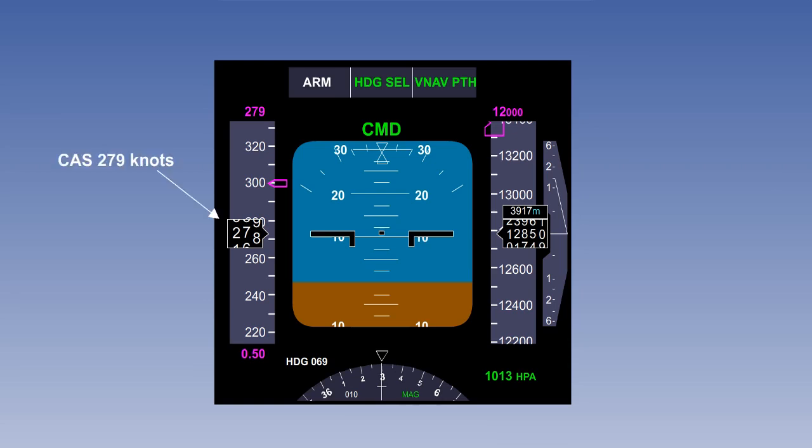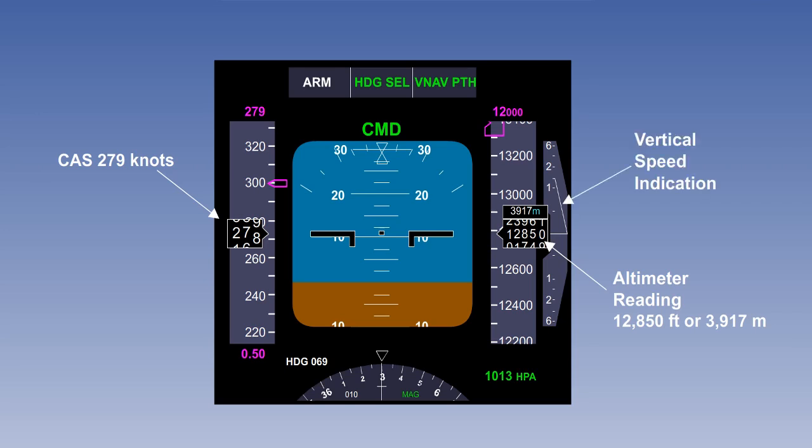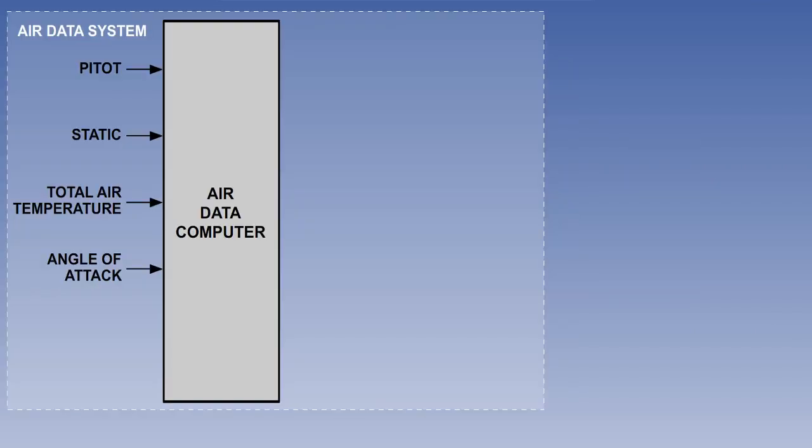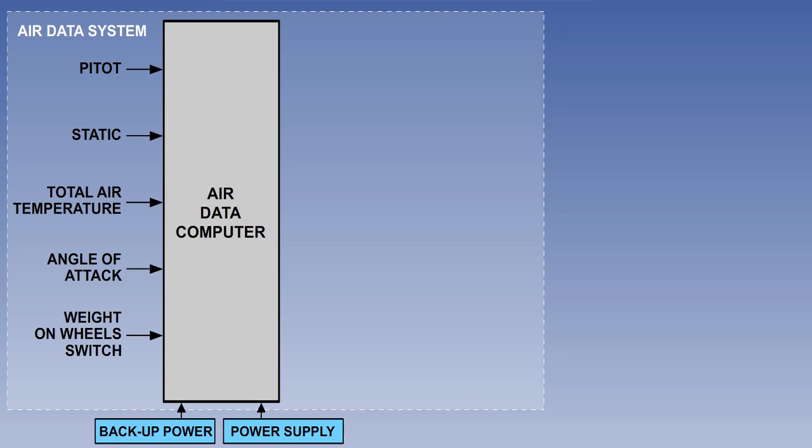Here you can see the electronic airspeed, altitude, and VSI readings. Here you see a typical fully integrated system with our usual inputs of pitot, static, total air temperature, and alpha. Another input is a detector to show whether there is any weight on the wheels. We will explain its purpose shortly. The inputs are completed with the addition of a power supply and a source of backup power. All of the air data computer outputs are passed to the flight data recorder.